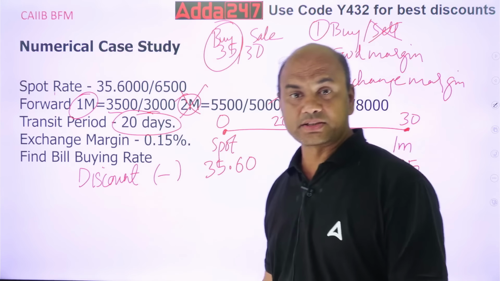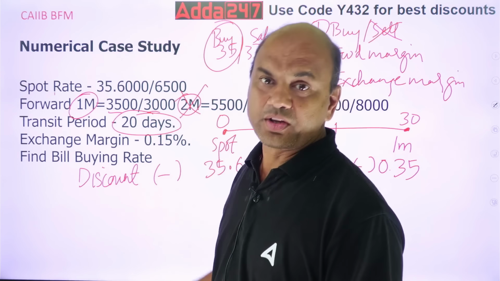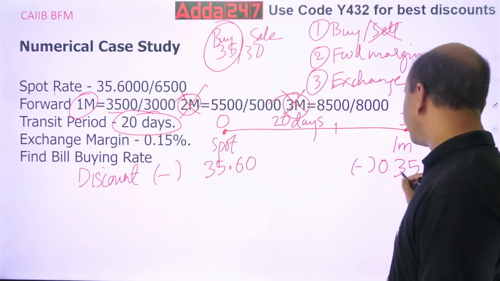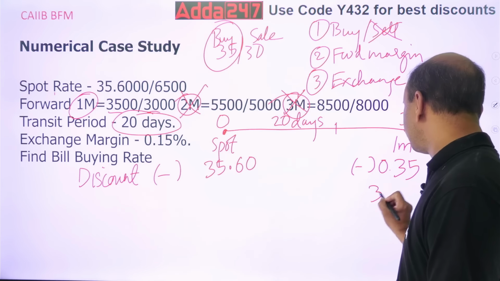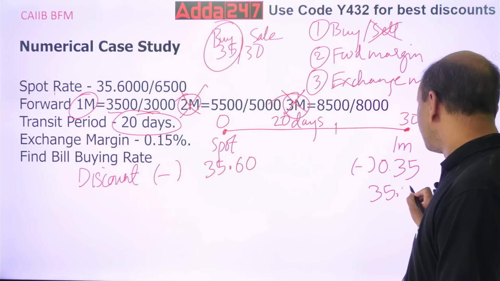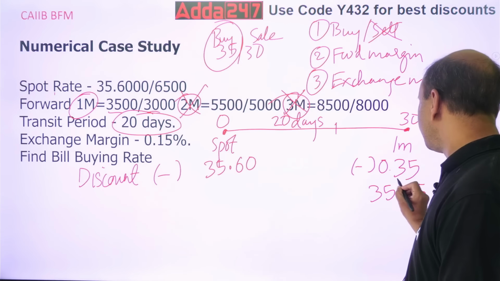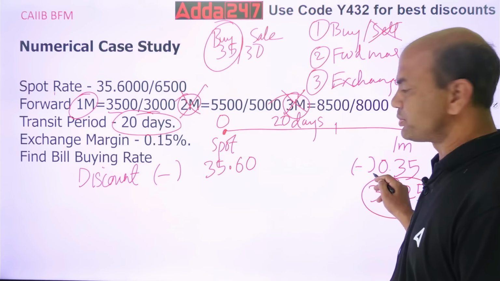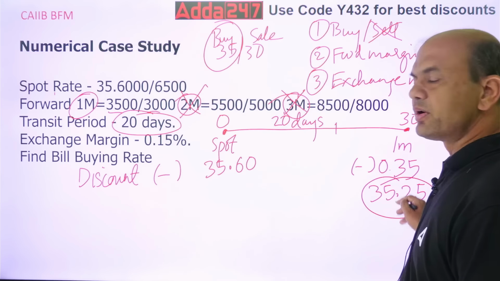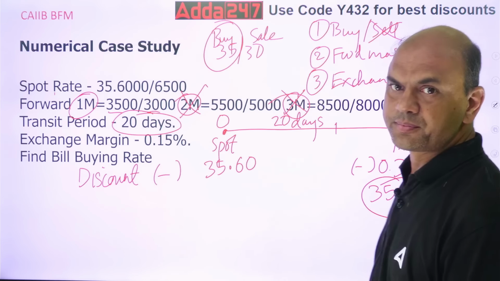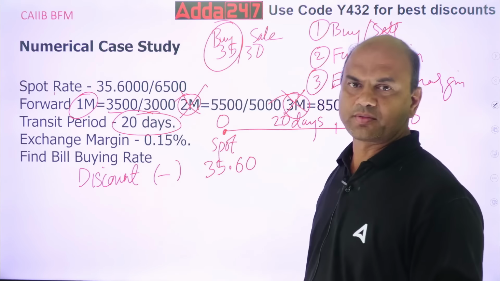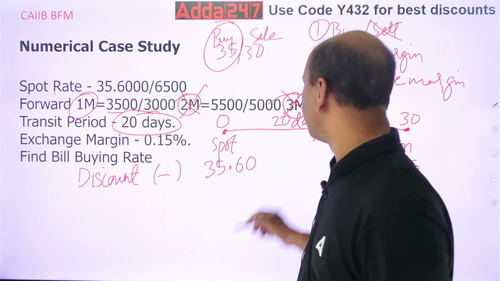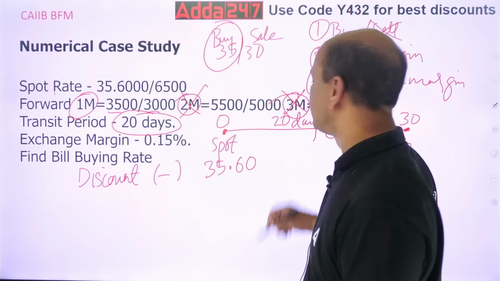So first, find the rate. 35.60 minus 0.35 gives 35.25. This is my new rate. Got it, everyone? 35.25. Now what have I to do? I am dealing in 20 days.